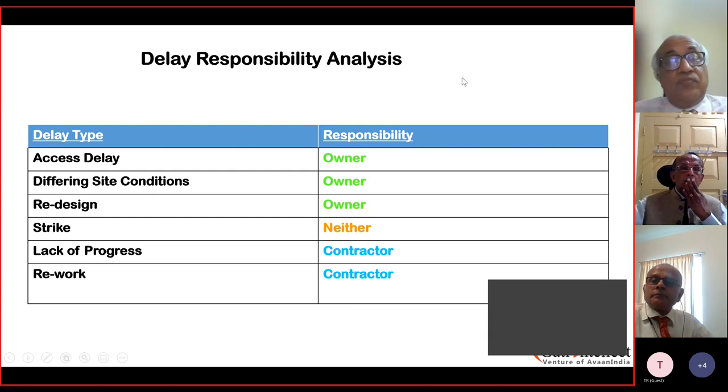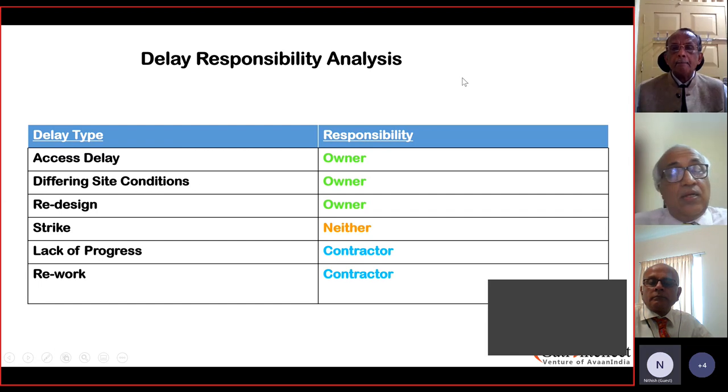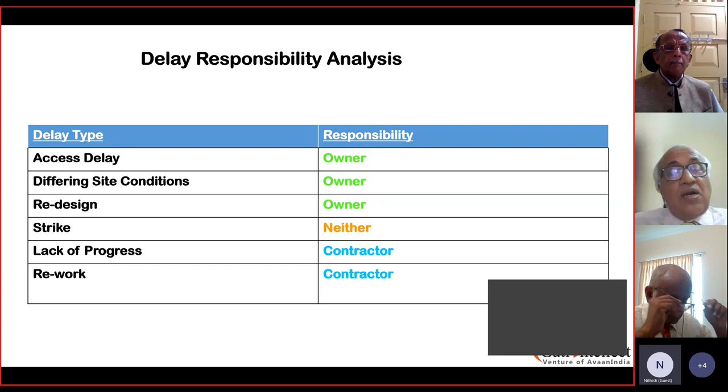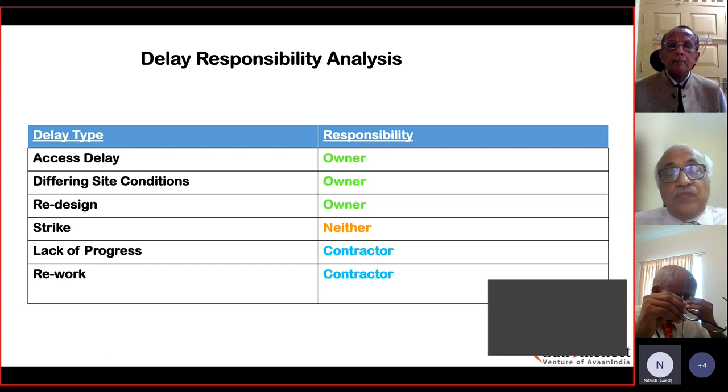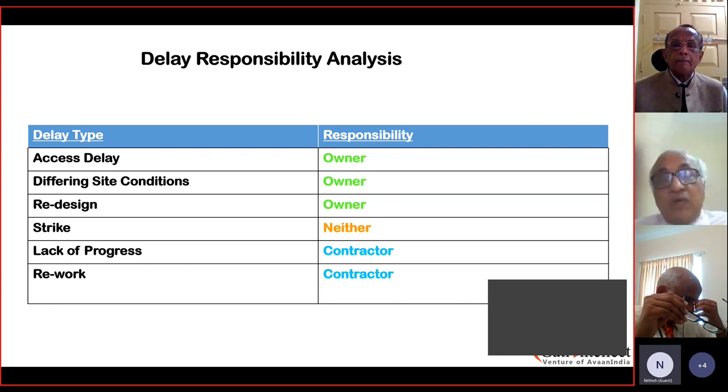Sir, I have a question. Go ahead. Sir, once the rework is initiated by the owner, since he is not happy with the work being done, would it be considered an owner issue or would it be the contractor's?